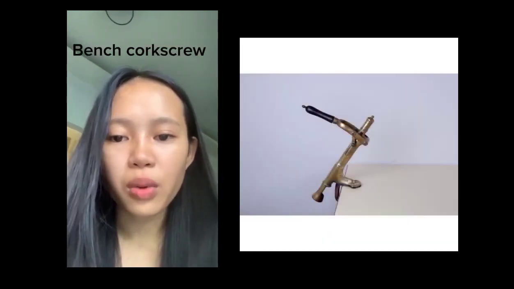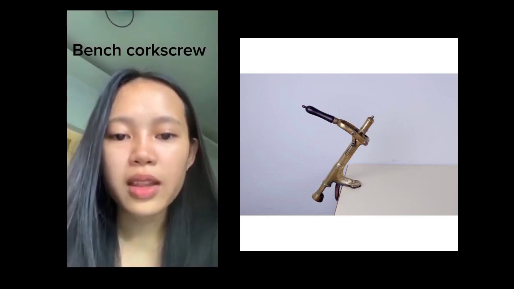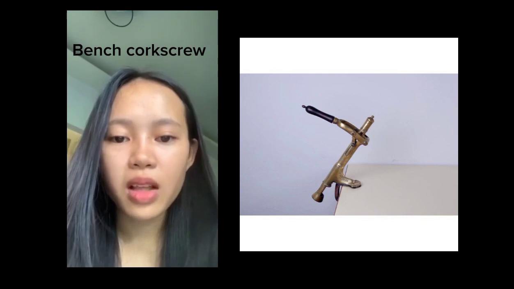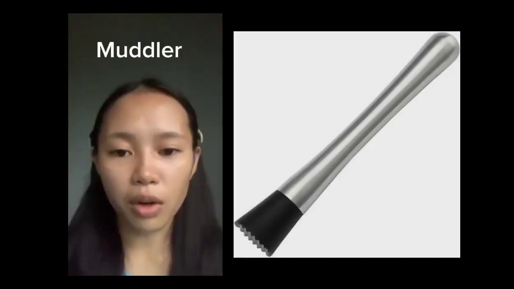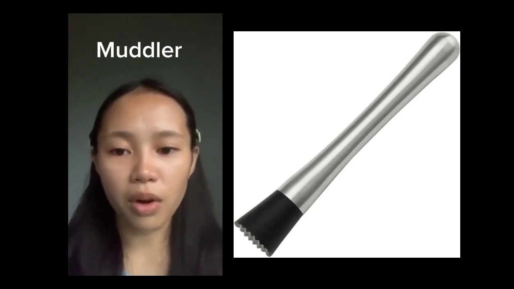Bench-mounted corkscrew, a tool for drawing corks from wine bottles and other bottles that may be sealed with corks. Muddler, a bartender's tool used like a pestle to mash or muddle fruits, herbs, and spices in the bottom of a glass to release their flavor.